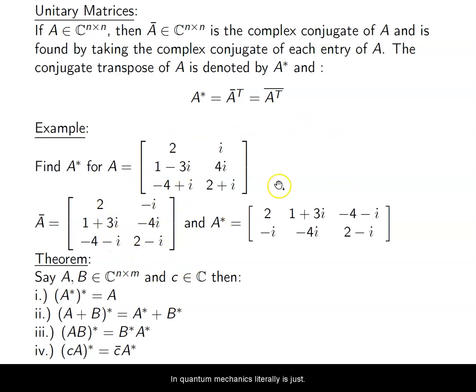And quantum mechanics literally is just these last two sections, right? Everything you need to do in quantum mechanics is really based on this idea of complex inner product spaces and these unitary matrices and these diagonalizations that we're going to get into towards the end of the section. Okay, so let's go over a couple of properties of these unitary matrices. A matrix that is square and complex is unitary if A inverse is the same as A star, right? So that's our definition of a unitary matrix.